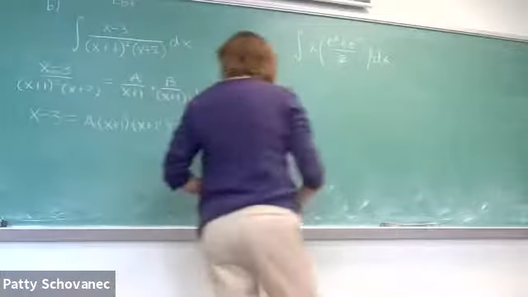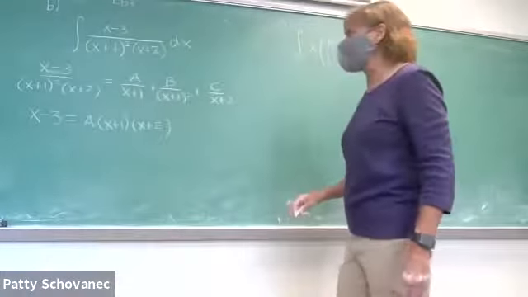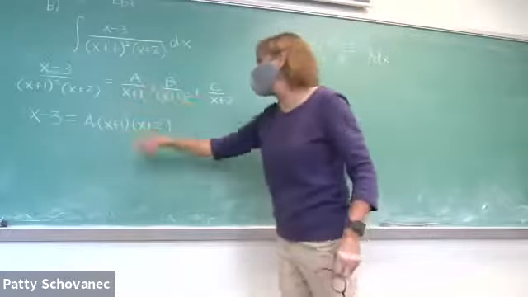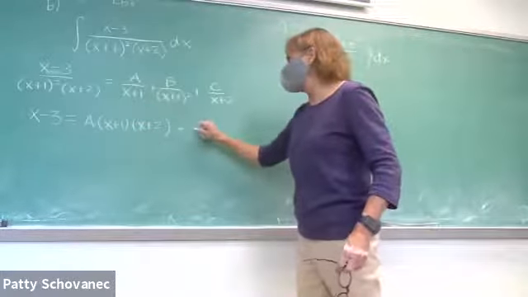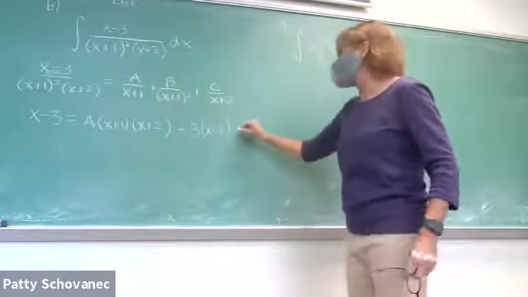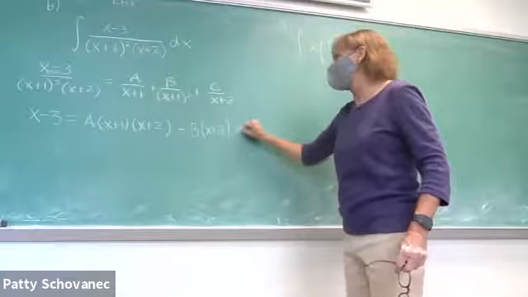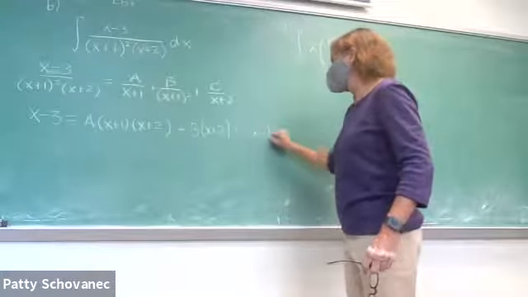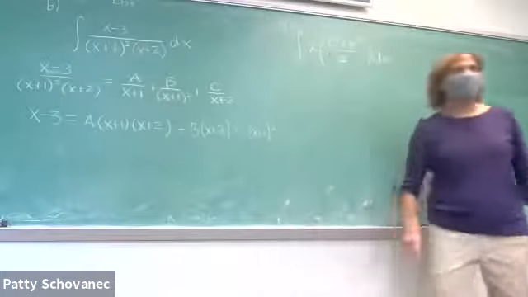All right, so when I'm cross multiplying, A is going to cancel one of the x plus 1s, leaving me 1. The B is going to cancel both of them, so I just have B times x plus 2. And the x plus 2's cancel for C, so I'm going to have C times x plus 1 squared. Then what?